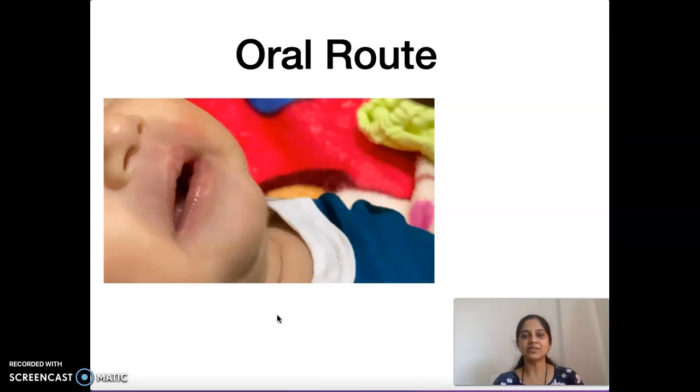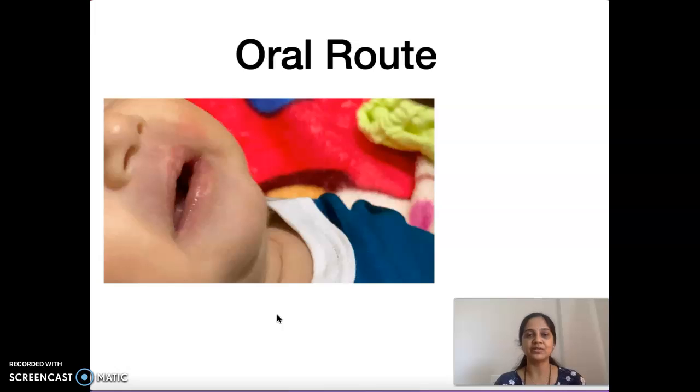So coming to the next route of administration, that is oral route, which is very easy to administer as we think, but it is difficult as the babies may close their mouth or spit out the vaccine during the administration. Two vaccines are used through the oral route. One is oral polio vaccine, very well known, 2 drops of OPV, and another one is Rota vaccine, which is given at 6, 10, 14 weeks, and the dose is slightly more compared to the OPV.